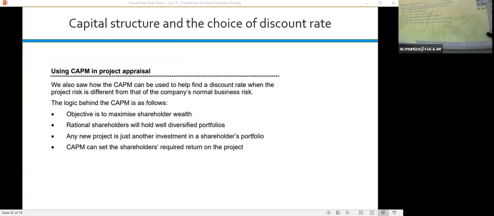Now, using CAPM in project appraisal, why do we use CAPM? In order to incorporate a risk premium for the extra risk being taken in the company. So let's revise. We also saw how CAPM can be used to help find the discount rate when the project risk is different from the company's normal business risk. The logic behind CAPM is as follows. The objective is to maximize shareholders' wealth. Rational shareholders will hold well-diversified portfolios. A new project is just another investment in the shareholders' portfolio. CAPM can set the shareholders' required return on the project. Is this what we discussed in CAPM?